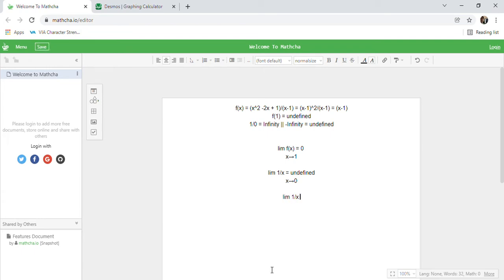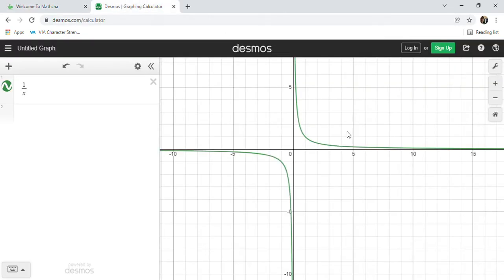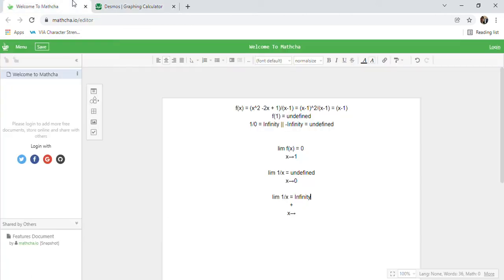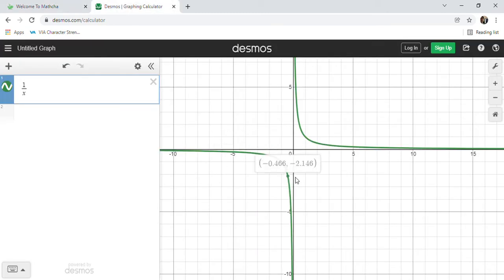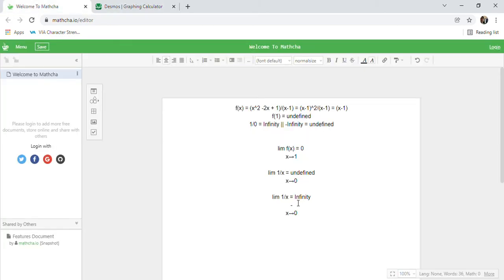Now, what we can say though is that the limit of 1 over x as x approaches 0 plus, that plus sign means I'm approaching it from the right, is equal to infinity. Because from the right, I'm going to the left, and you see what happens. It shoots up to infinity as it gets closer and closer to 0. Oh, I forgot 0 right here. However, if I'm approaching it from the left, from this side, it approaches negative infinity. So you see that that's the opposite.